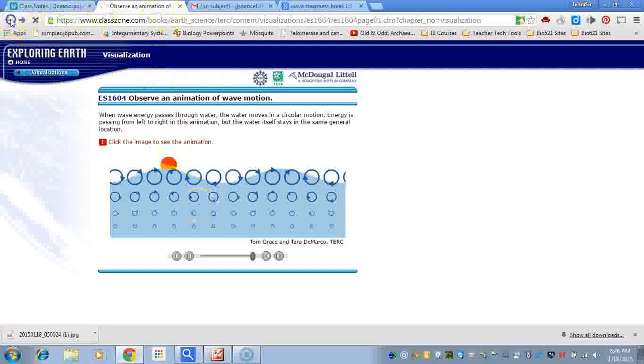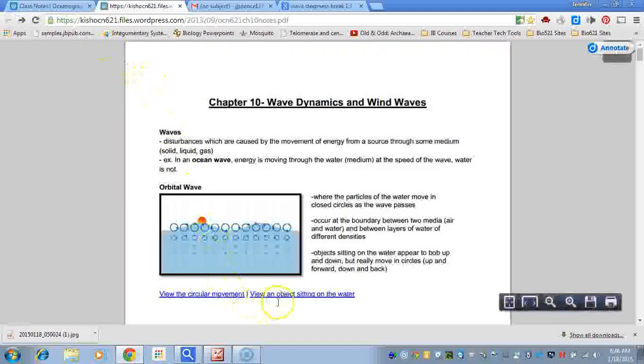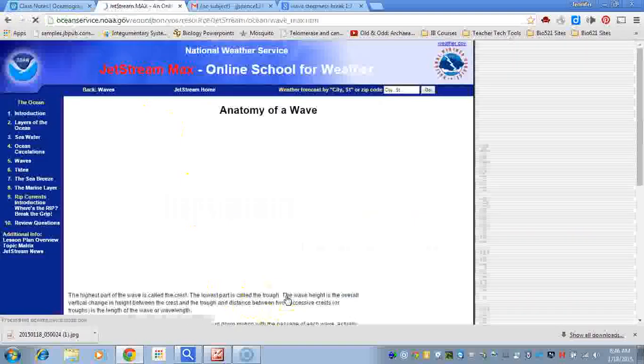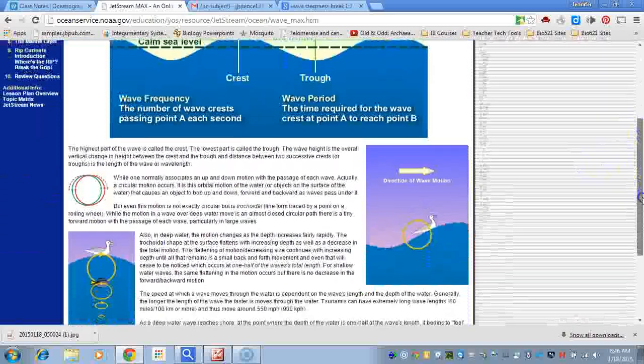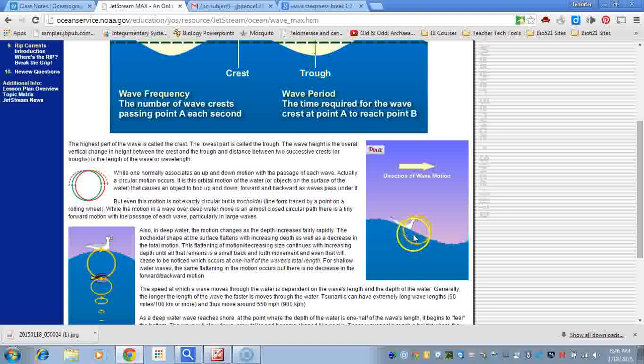Okay, the next one is just showing what happens when there's something sitting on the water, what we see. So if there's, say, a bird sitting on the water, it looks like they're bobbing up and down, but really they're moving in these orbital patterns. They move down and back, up and forward. So it looks like they're bobbing, but they're really moving in circles along with the water particles.